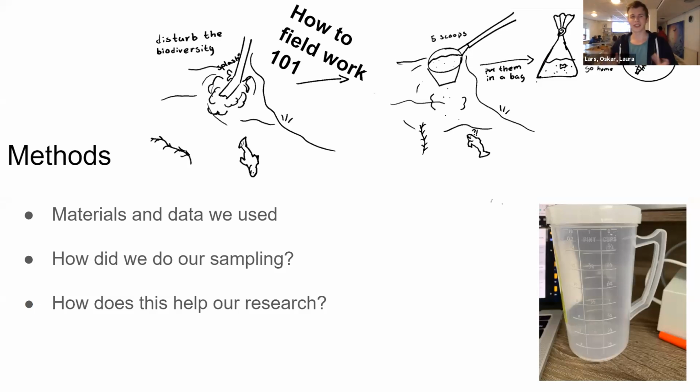Welcome to How to Do Fieldwork 101. Well, first of all, we started by disturbing the water for 15 seconds, and then we scooped 5 cups of water and dirt. Whatever landed in the cup, we took, stuffed it in the container, and then we moved on and went home, where we would put everything out on the table in a cup or something, and just find everything that was alive, and then we would identify it.